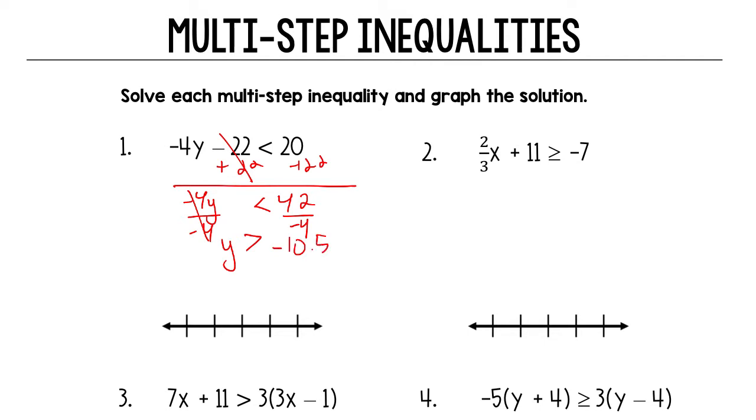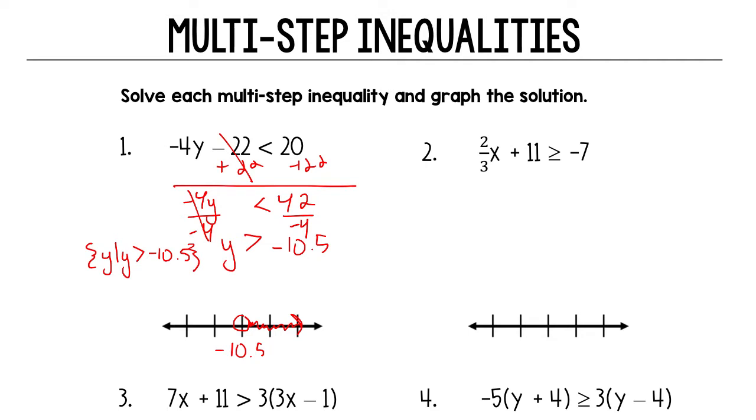We write this in solution set notation. Y, given that y is greater than negative 10.5. If I put that right here in the center, it's an open circle because there's no equals on our inequality. And since y is on the left and our inequality points in the direction our line is shaded, which will be to the right.